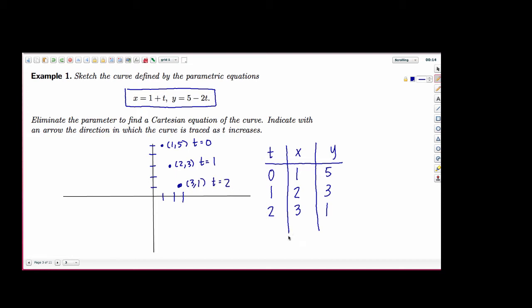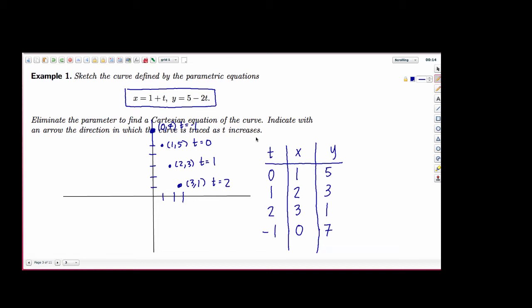Now here I didn't specify that t had to be positive. Often in your applications t will be time, so it will need to be positive. If t could be negative here, if t were negative 1, x would be 0 and y would be 5 minus negative 2, so 7. So we'd be up further on our y-axis, up here at the point (0, 7), corresponding to t is minus 1.